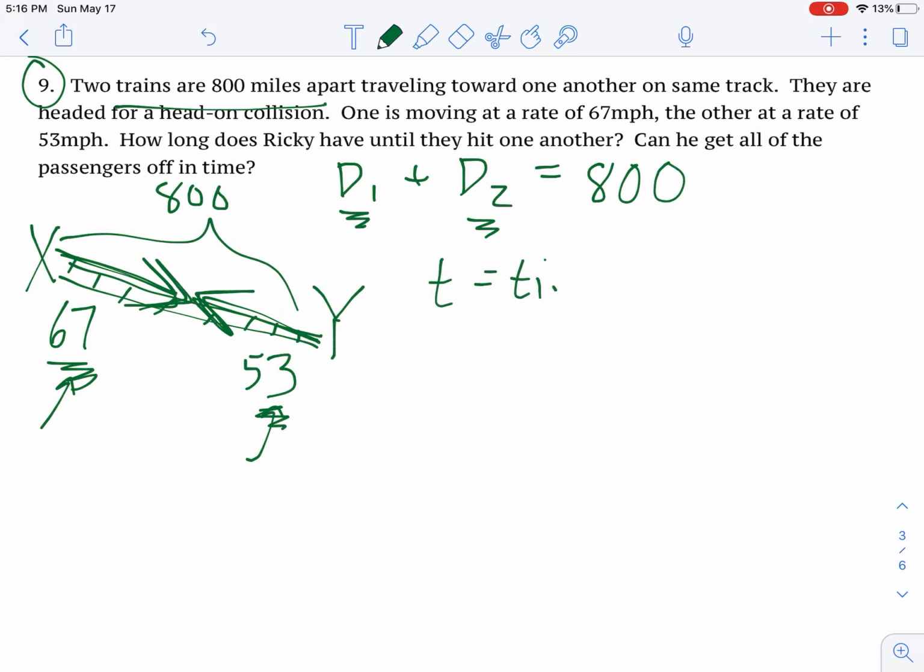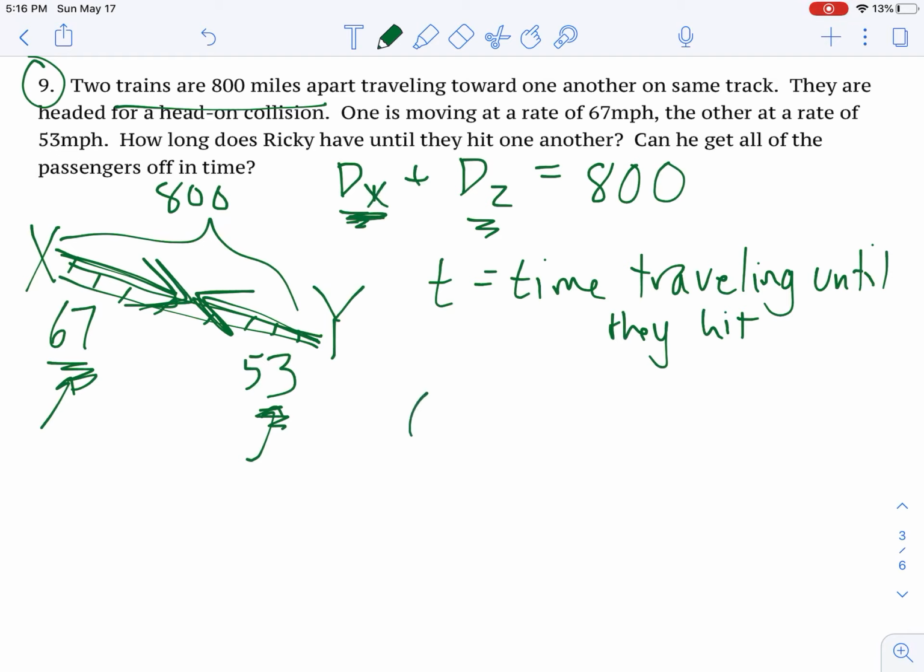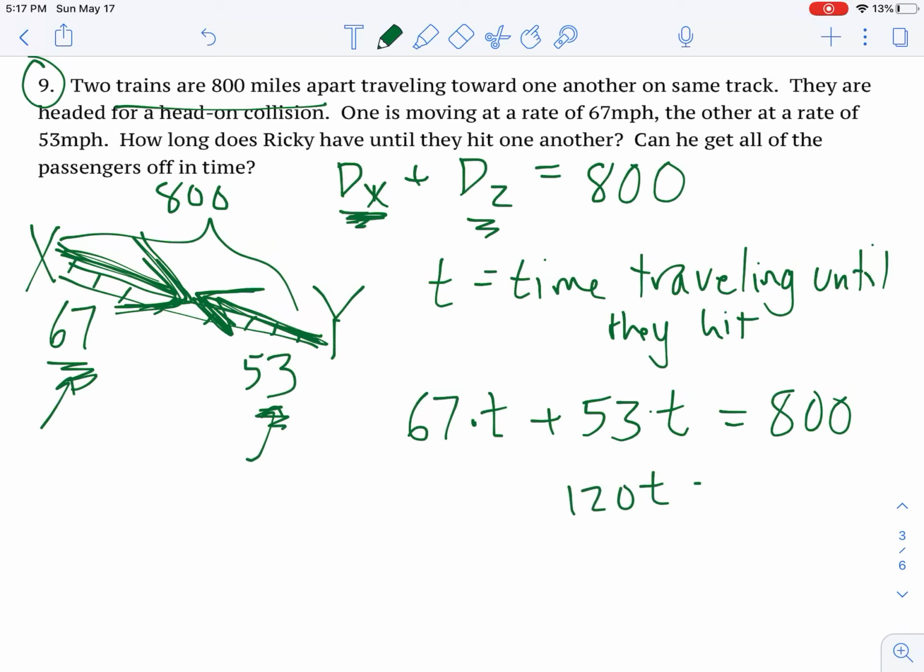So t is going to be the time the trains travel until they hit. And notice I'm doing this a little bit differently, without a label box, just to show you a different approach. So distance of x: that's 67, that's rate times the time. That's this one partner's distance. I need to add y's distance. So that's y's rate times some amount of time, and that's going to equal 800.